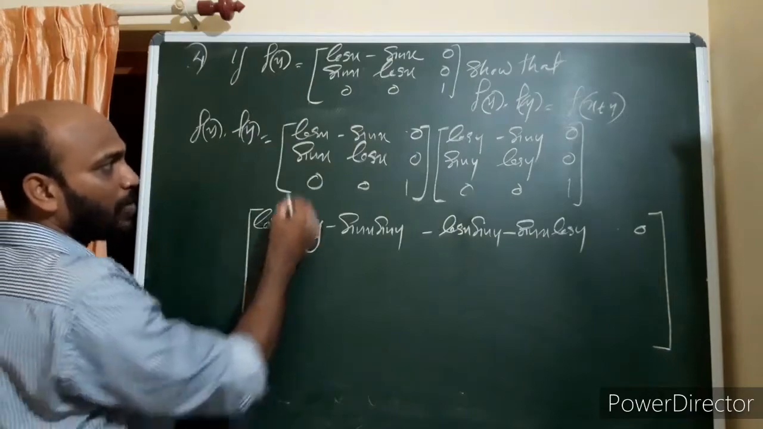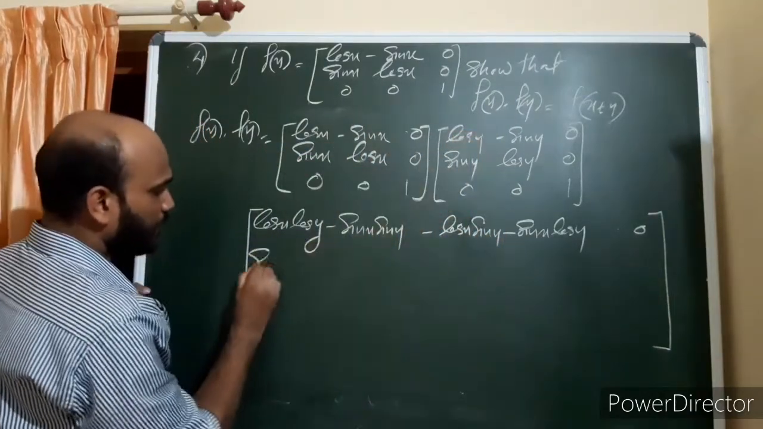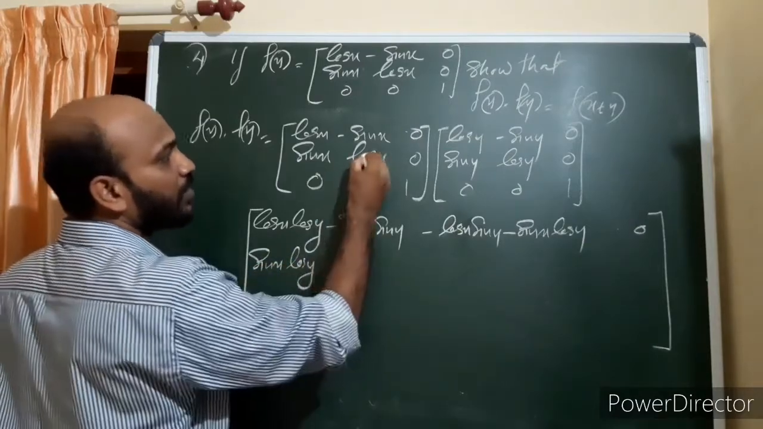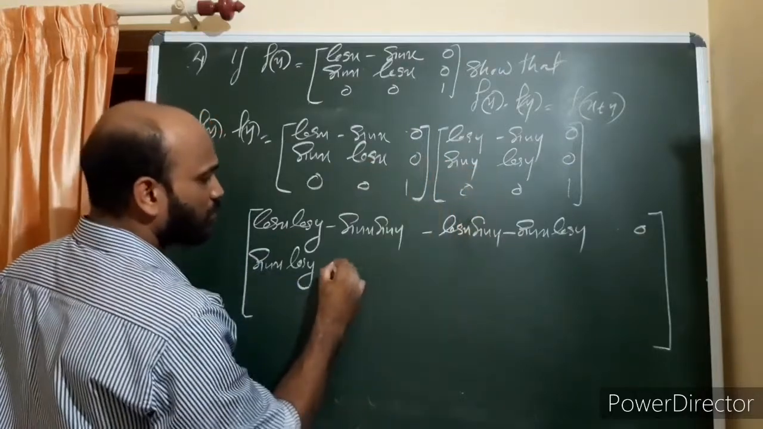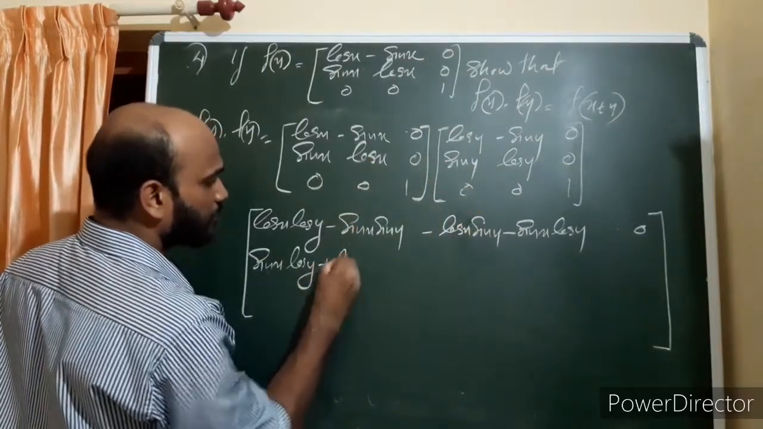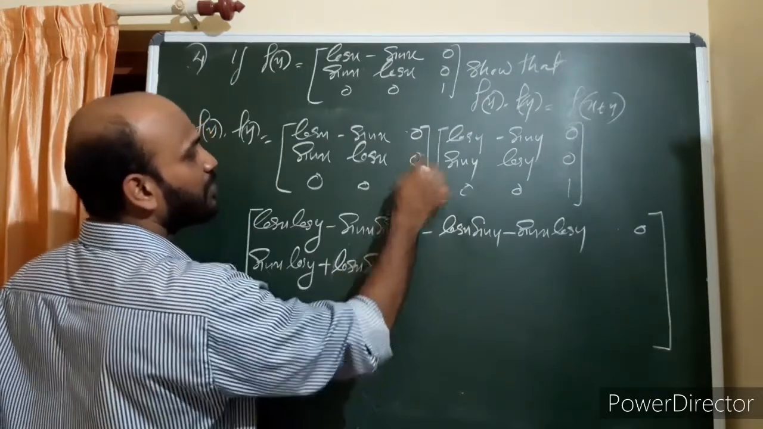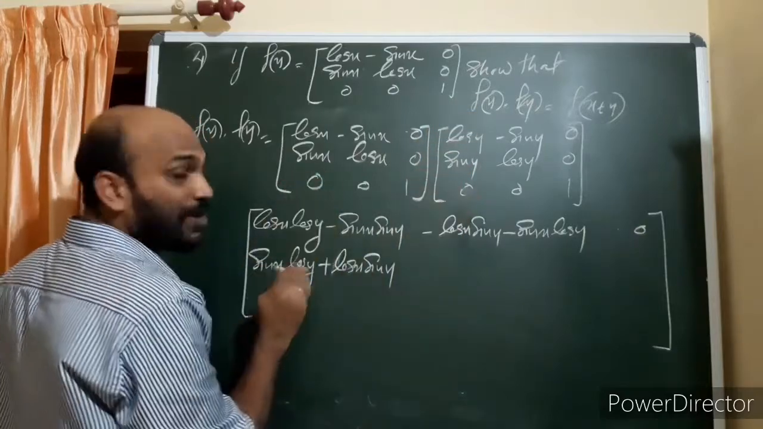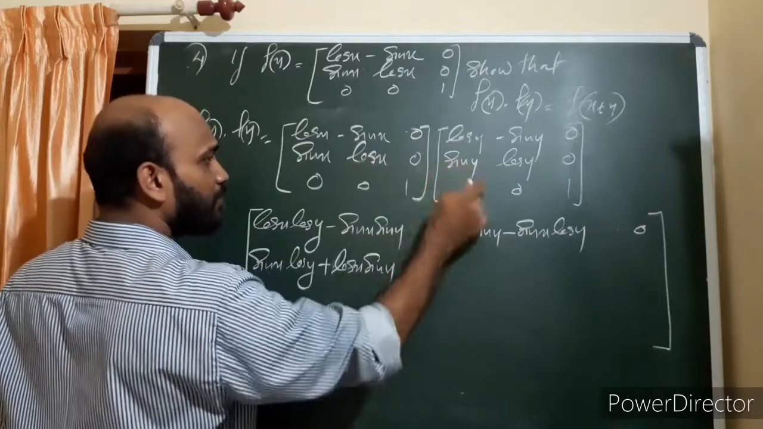Now A21, second row, first column: sin x into cos y, sin x cos y. Then the second element, you have to multiply with the second, so plus cos x into sin y. Then 0 into 0 is 0. Right, second row and first column, A21 we have to find. So sin x cos y plus cos x sin y plus 0.